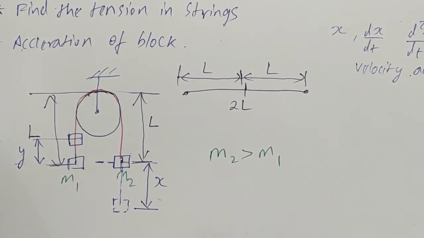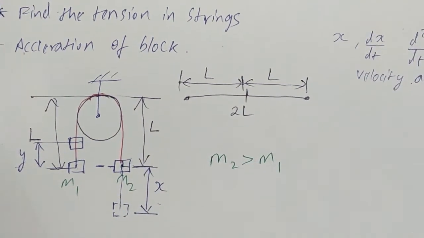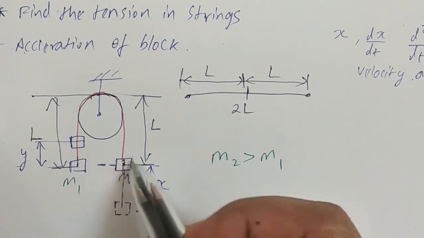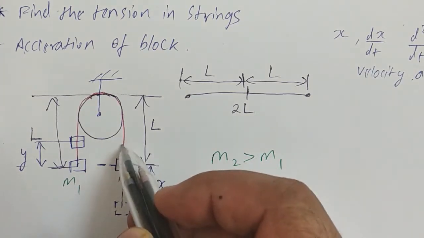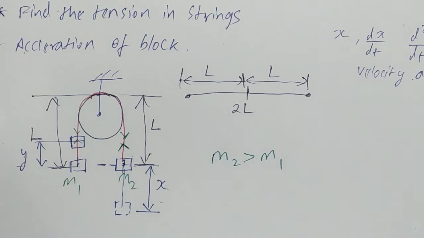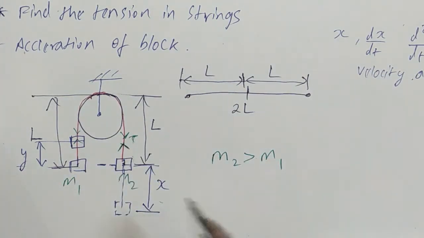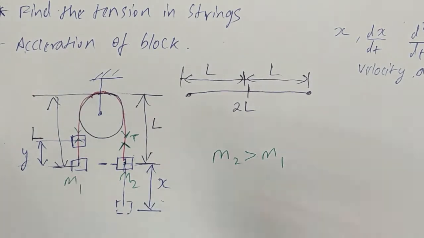Note that in this situation, this string will develop some tension because it needs to support this block. So there will be a tension developed on the string such that it is always pulling in nature. And on this side also a tension is developed on the string. So we'll determine the tension afterwards. First of all, let us determine the relationship between x and y.